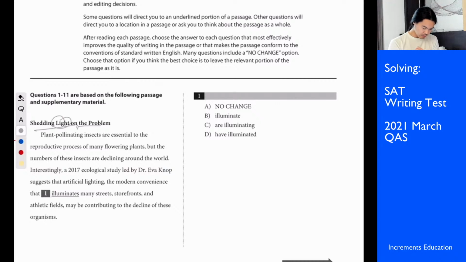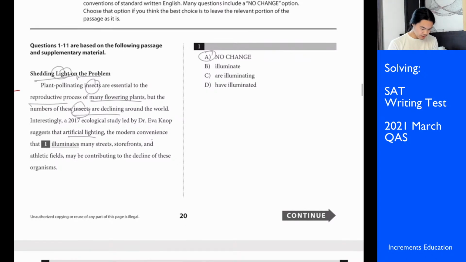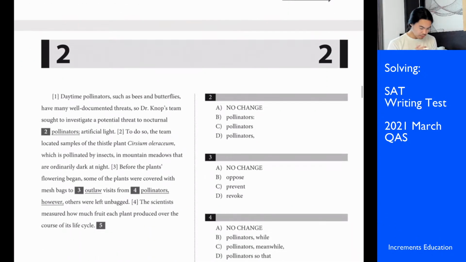Light. What kind of problem? Insects. The problem of reproduction, but the insects are declining. I see. Suggests that artificial lighting, that the modern convenience that illuminates, SVA, subject verb agreement, maybe contributing to the decline of these organisms. Okay, so we might need natural lighting.